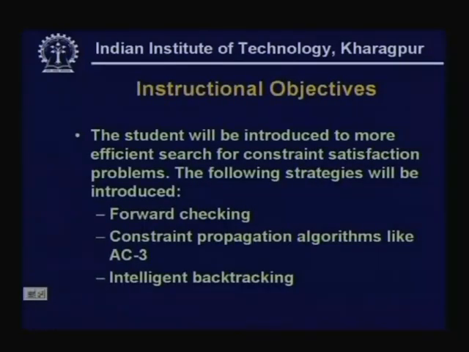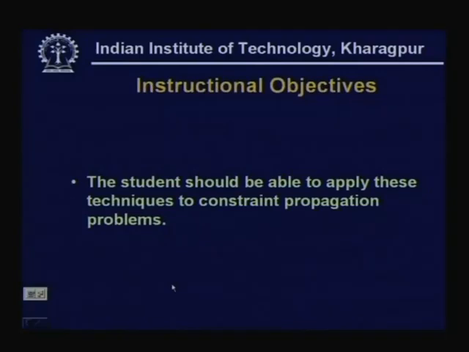The instructional objectives of today's class are as follows. In this class, the student will be introduced to more efficient search for constraint satisfaction problems. We will talk about the following strategies: forward checking, then constraint propagation algorithms like the AC3 algorithm, then we will briefly talk about intelligent backtracking or backjumping. On taking these topics, the student should be able to apply these techniques to constraint satisfaction problems.